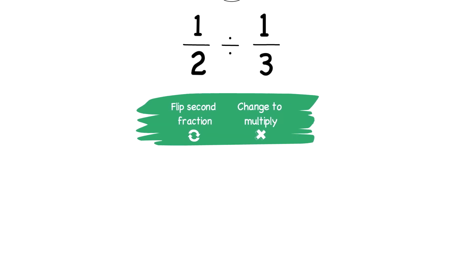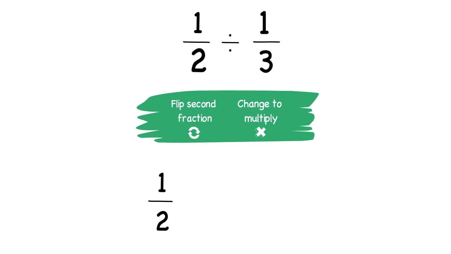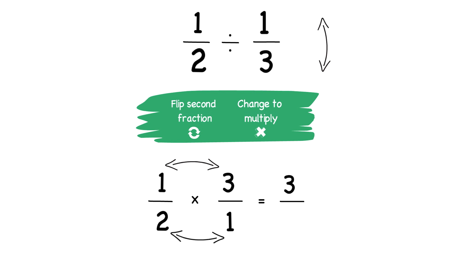So again, if we rewrite our fraction below, the first fraction we have not changed. The second fraction we flip, and in the middle we put a multiply sign. Then we can use the rule that we just learnt for multiplication, so we would do 1 times 3 to give us the numerator, which is 3, and then 2 times 1 to give us 2.